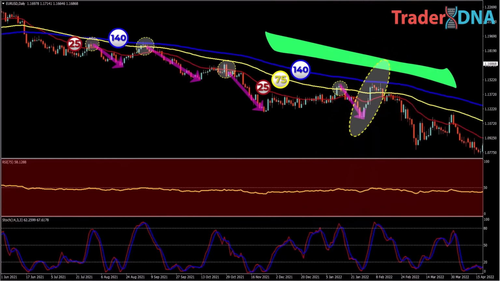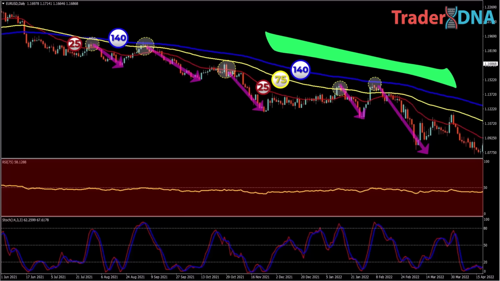Fifth test. Now here's where it gets really interesting. Price climbs again, this time breaking above both the 25 and the 75 EMAs. Most beginners would panic and think the trend is done, but not you. You're calm, you're focused, because you know the 140 EMA is your final checkpoint, and sure enough, price reaches the 140 EMA, and guess what happens? Yup, another bounce. Price crashes down, continuing the bearish move.